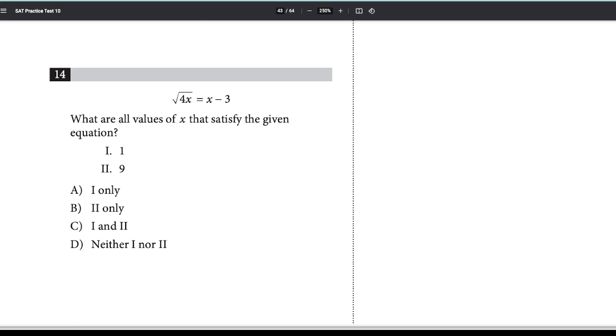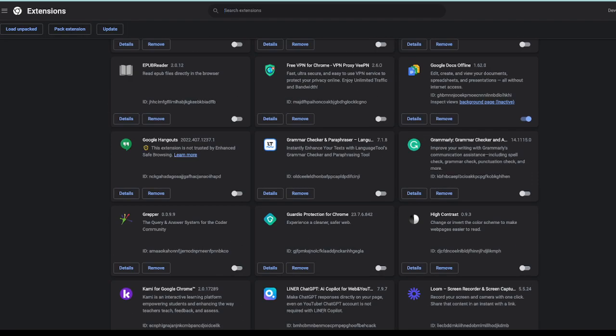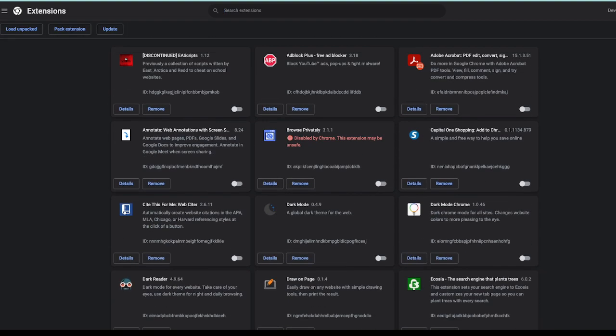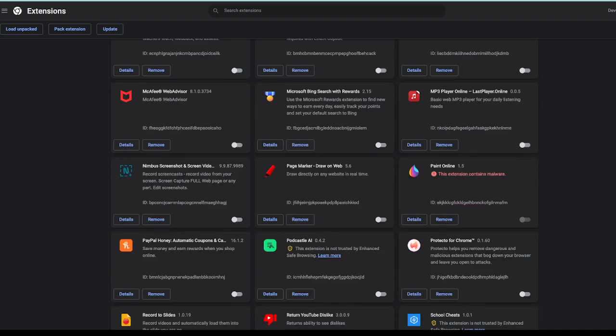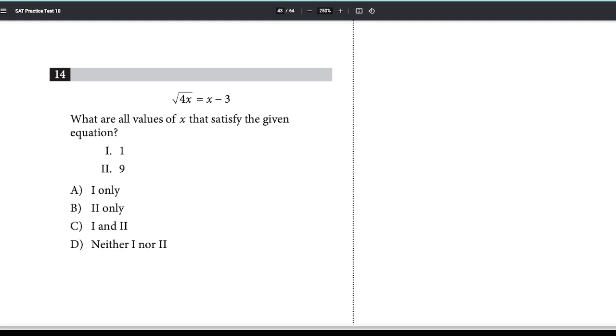Oh, I gotta get my recorder back. So I have to go over to extensions, find my writing tool, drawing tool, whatever you want to call it. Okay, let's do this. What are all values of x that satisfy the given equation?